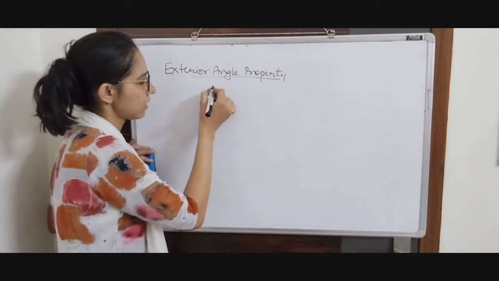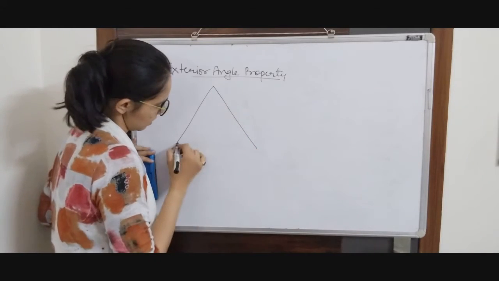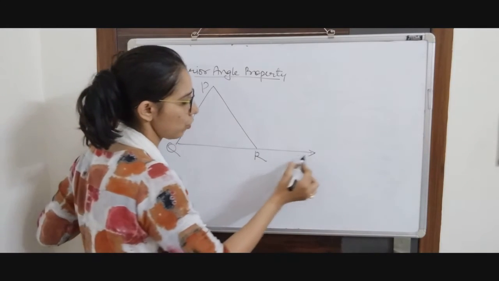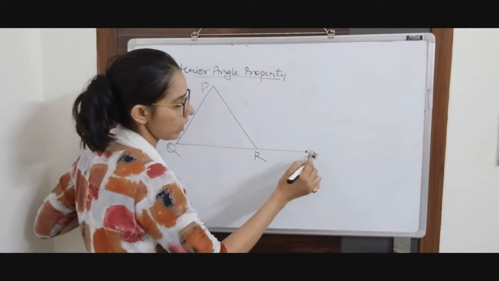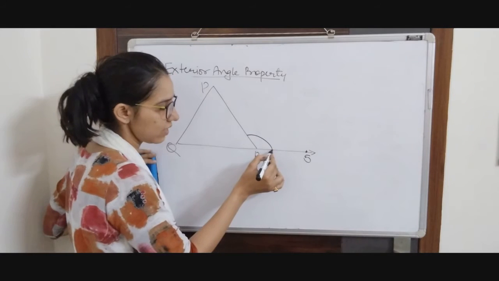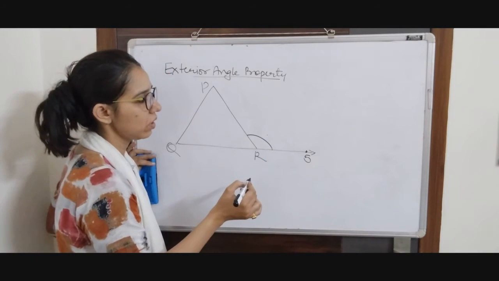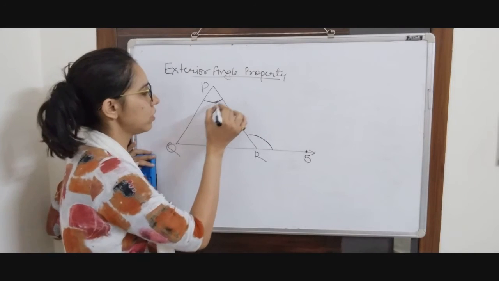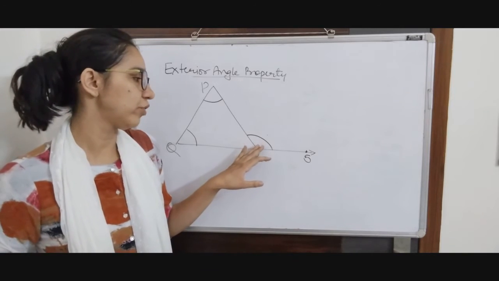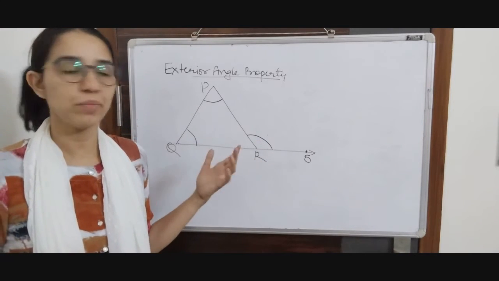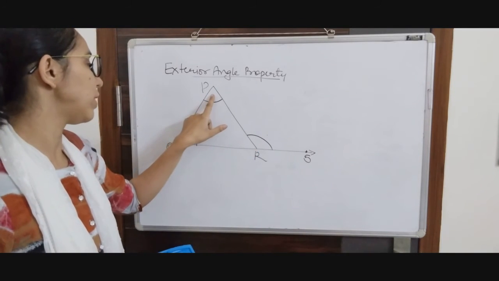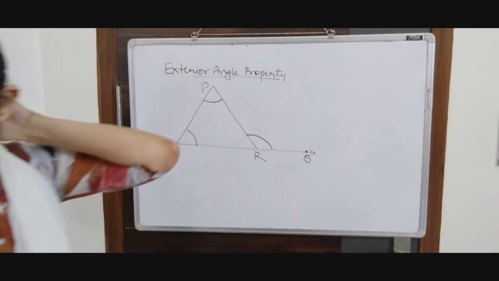It says that in every triangle, this is PQR and suppose this is point S. You can draw any exterior angle. I am going to draw this one. So in any triangle, the exterior angle is going to be equal to the sum of the opposite angles of the triangle. I am going to repeat again. The measure of the exterior angle is going to be equal to the sum of the measures of the opposite angles of the triangle.